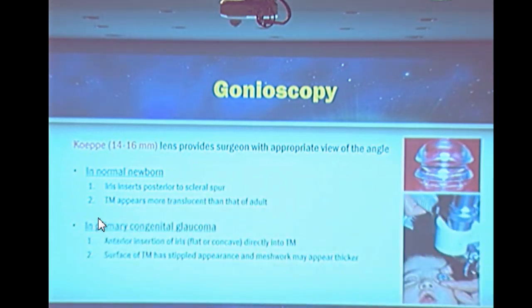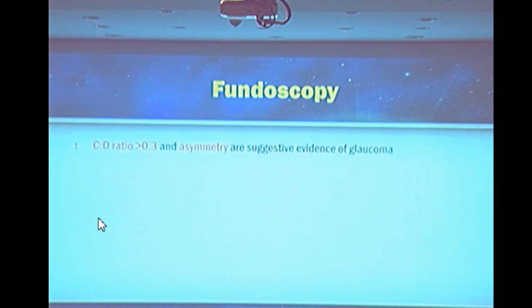Stippled appearance, and the meshwork may appear thicker. And occasionally loops of blood vessels, you might see in the angle from the major circle of the iris. So fundoscopy of a child, if the media is good, the cup shouldn't be more than 0.3. However, in most of the cases, asymmetry is a very suggestive sign of glaucoma or of abnormality or a pathology over there.